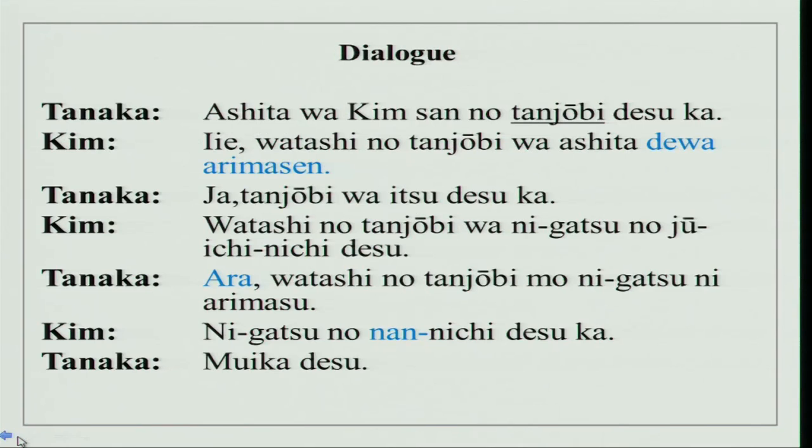Now, ja tanjobi wa itsu desu ka? When? 3rd line, watashi no tanjobi wa nigatsu no juuichi nichi desu. Ara watashi no tanjobi mo nigatsu ni arimasu. Ara is just an expression where you show some surprise. Ara, oh really, is that so? Watashi no tanjobi mo, mo also you have done earlier, which means also. My tanjobi, my birthday is also in February. Nigatsu no nannichi desu ka? Well, what date of February? Muika desu, which is the 6th.